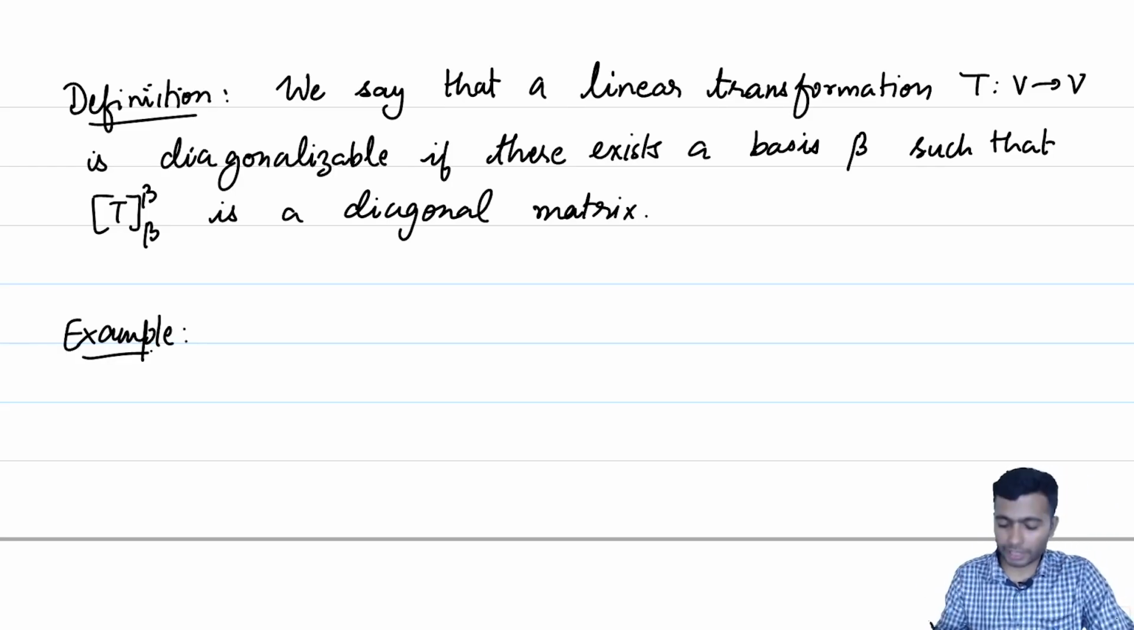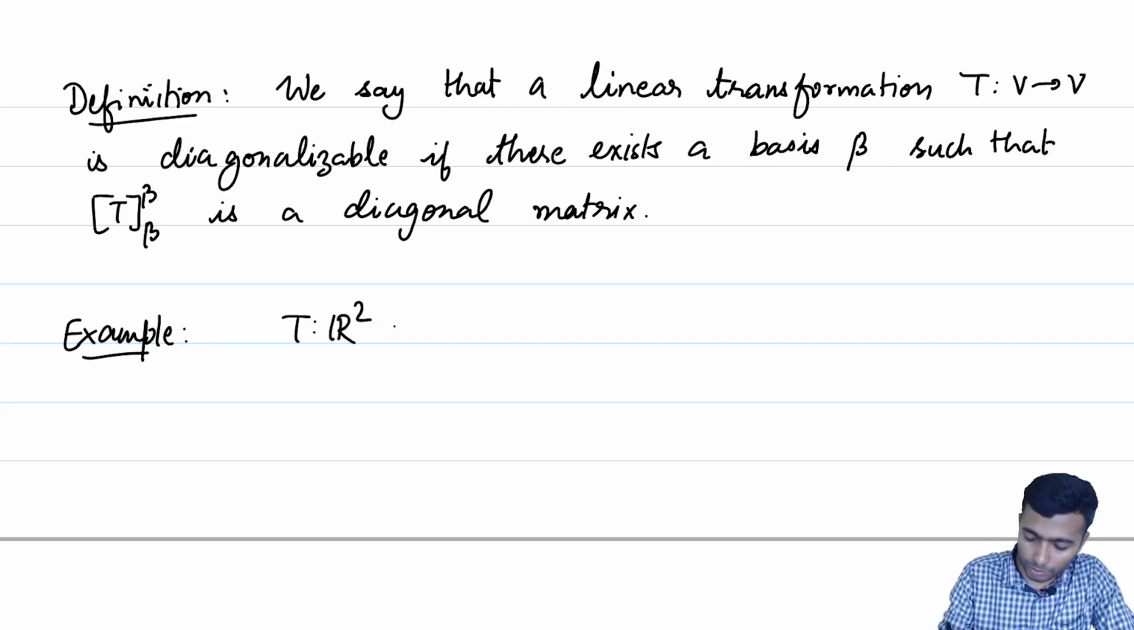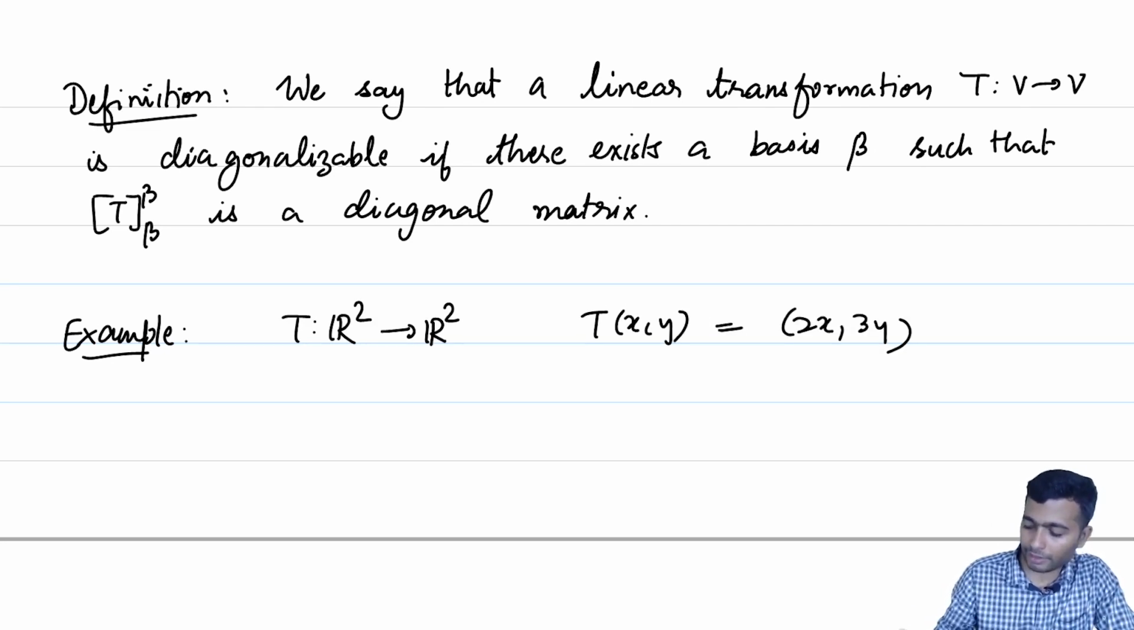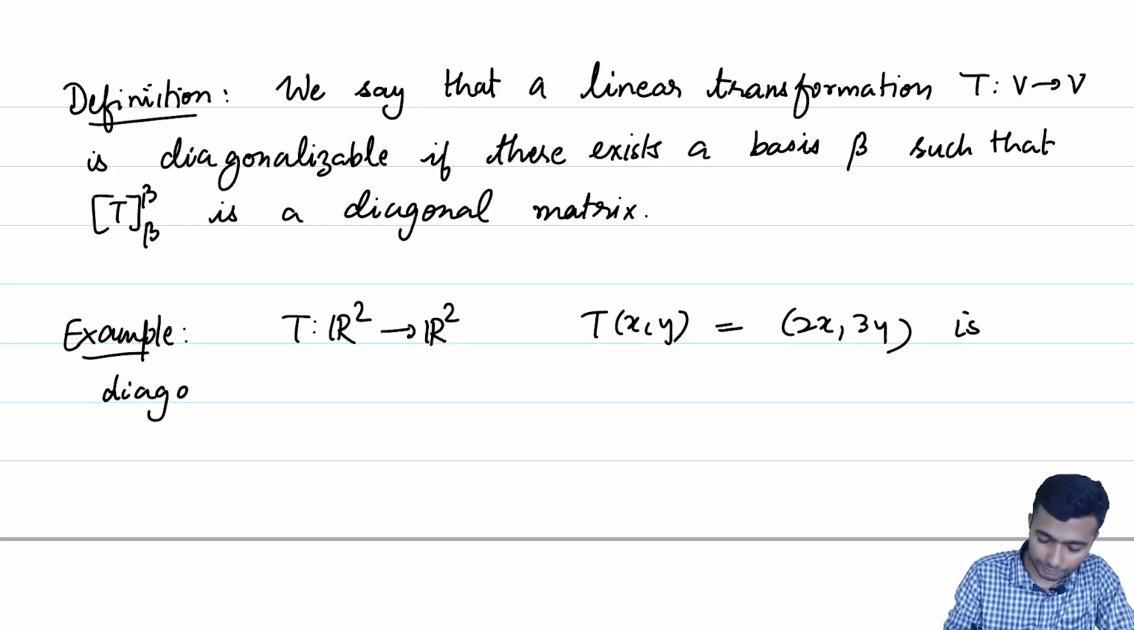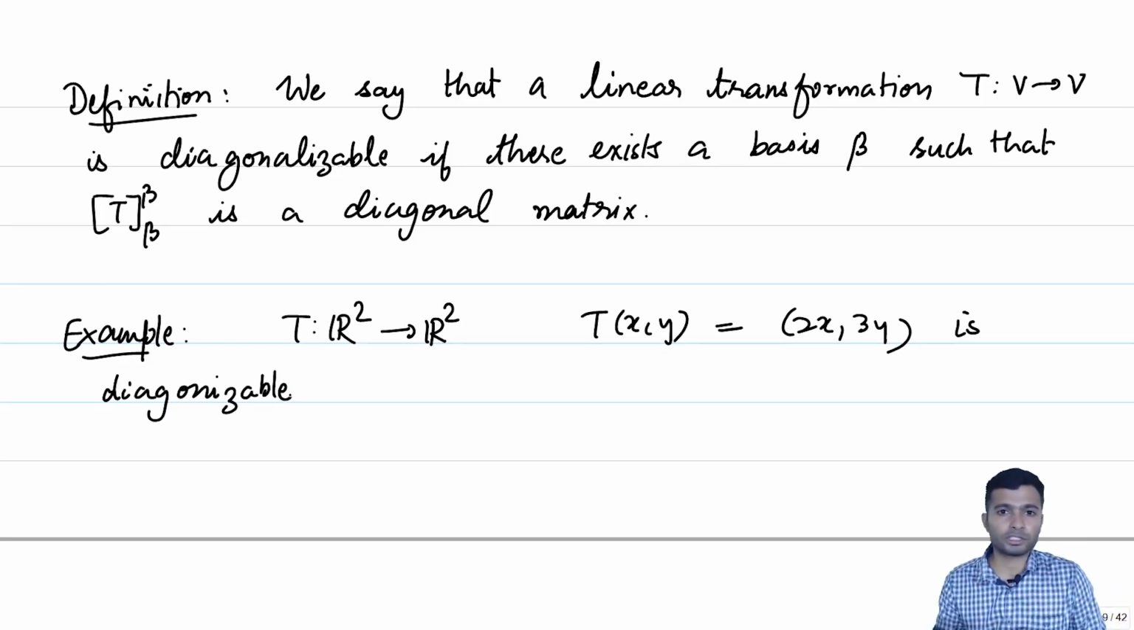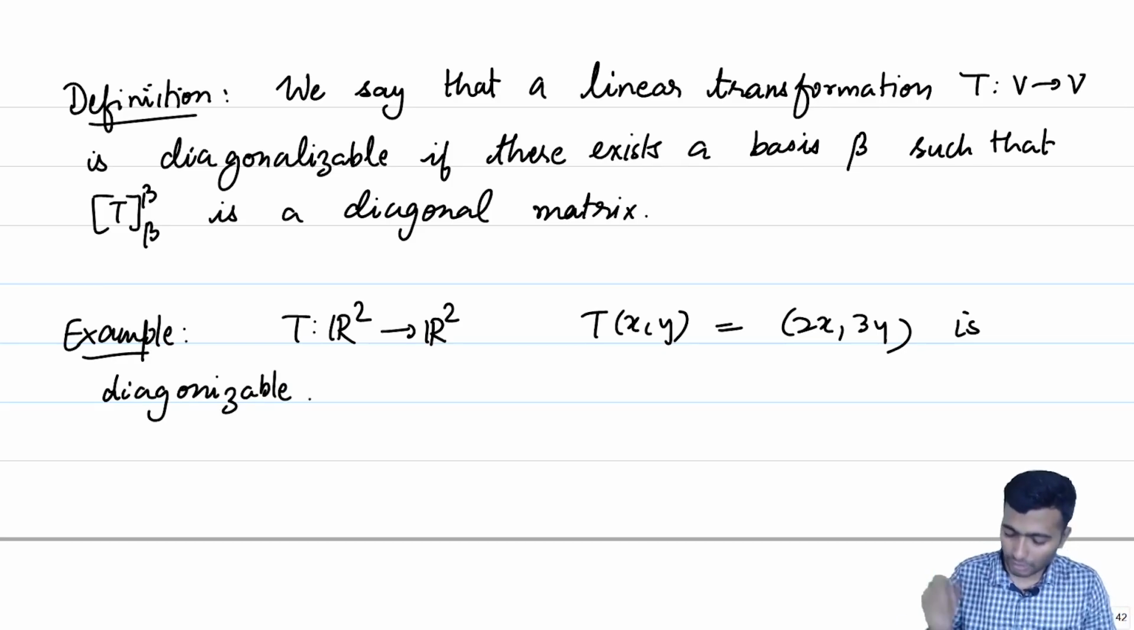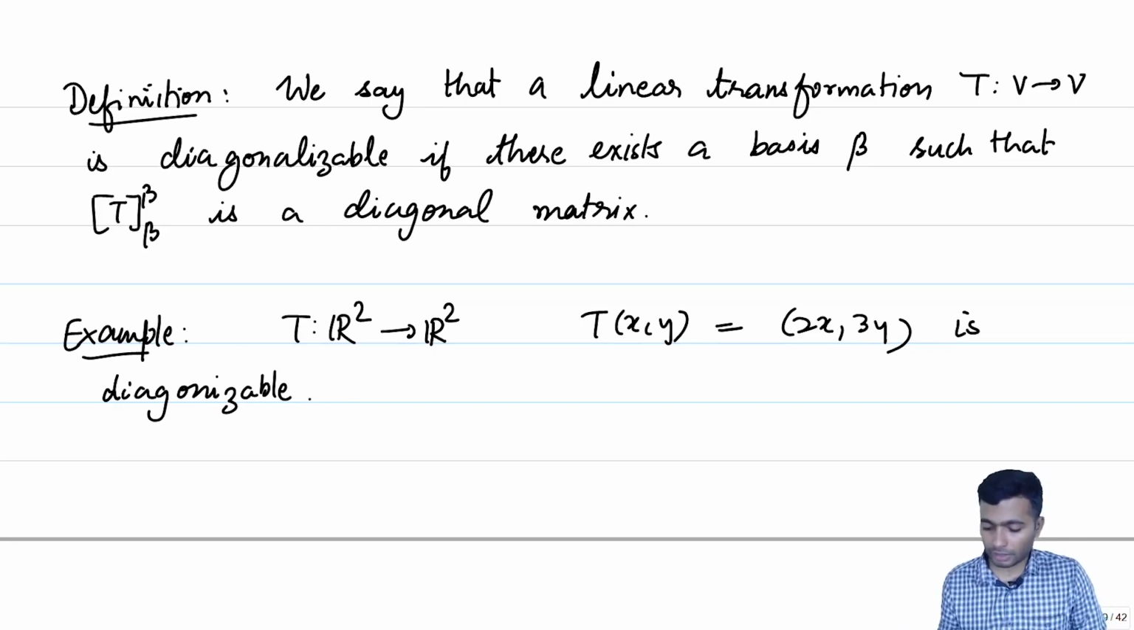In fact, example 1 is diagonalizable, T from R2 to R2 such that T of x comma y is equal to say 2x and 3y. This is diagonalizable by the very definition. Why? Because what will be our beta here? Our beta will just turn out to be the standard basis.